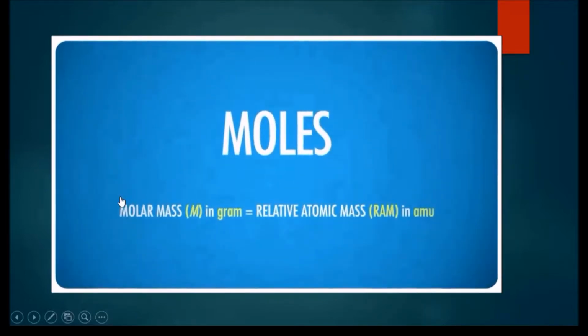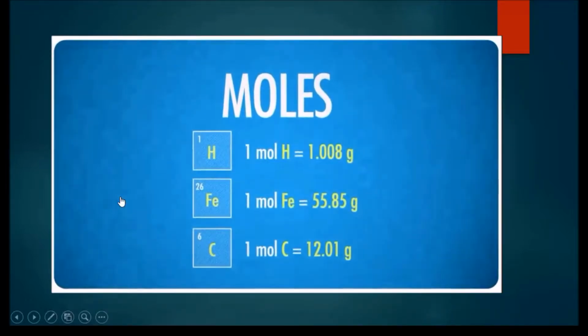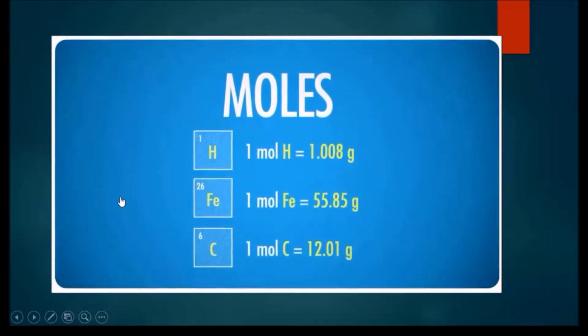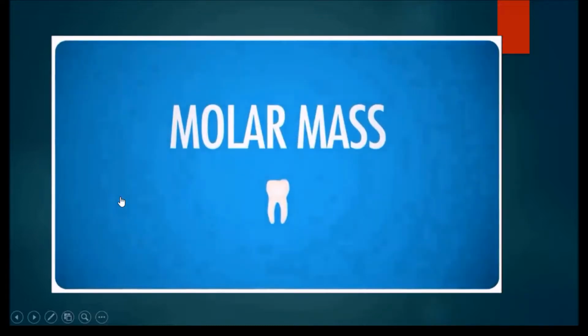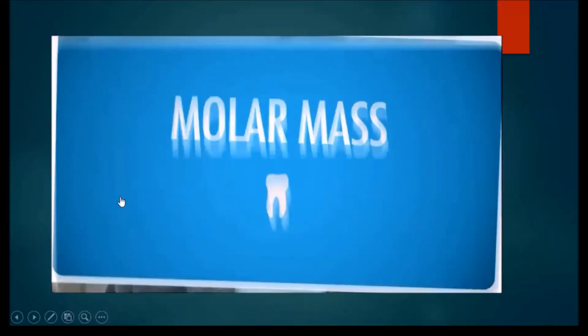So now you got it. 1 mole of hydrogen weighs 1.008 grams, a mole of iron is 55.85 grams, and a mole of natural carbon is 12.01 grams. This is known as an element's molar mass. And now that we know the molar mass of elements, we can calculate the molar mass of any compound. All we have to do is add up the molar masses of its component elements.